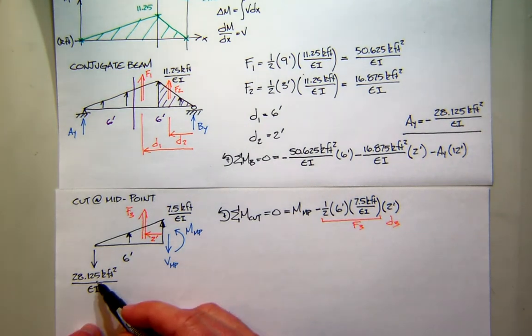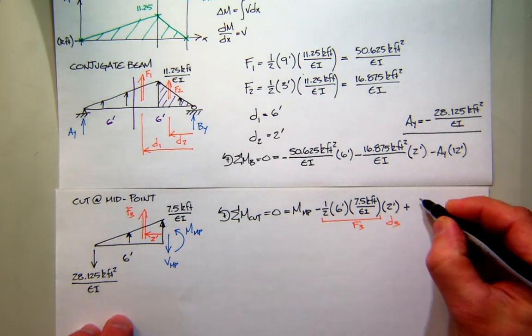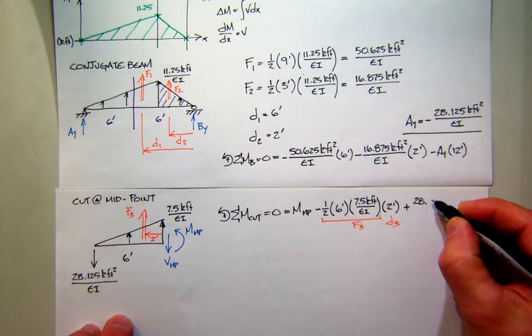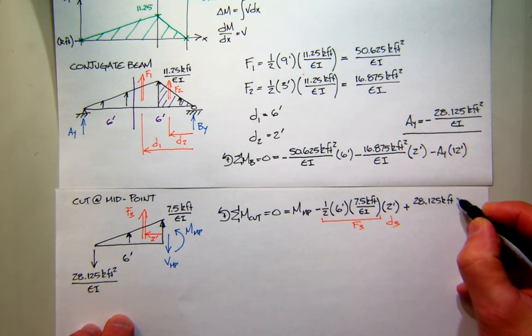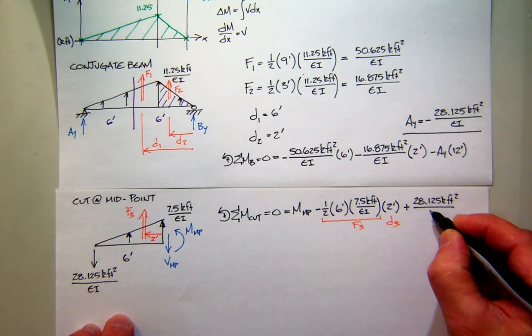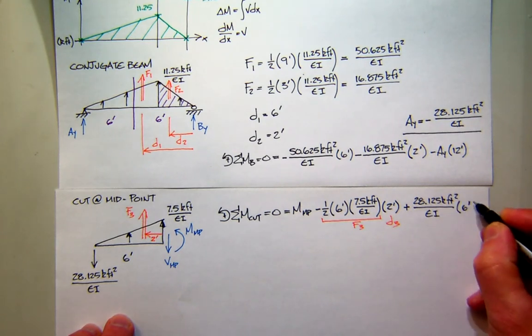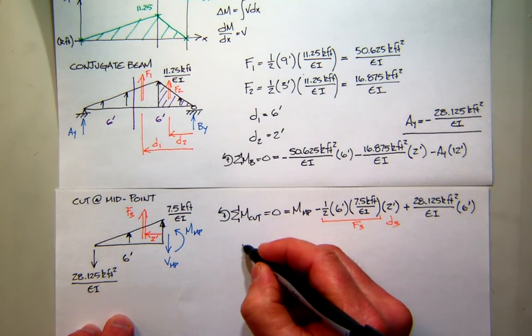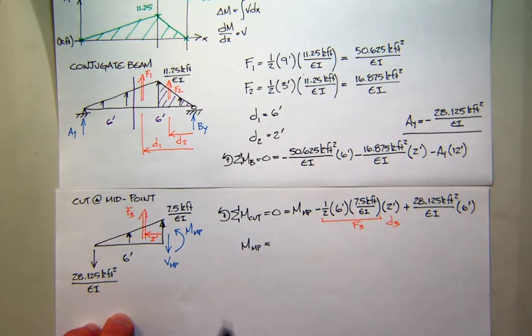Okay, then we have the reaction on the far side at A, and that's going to create positive moment. So that'll be plus 28.125 kip feet squared divided by EI times its moment arm, which is 6. So we should be able to solve for the moment at the midpoint. I'm guessing it's going to be negative, but you guys can tell me that.